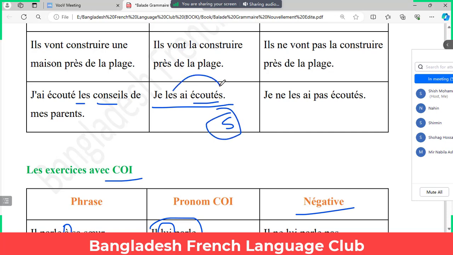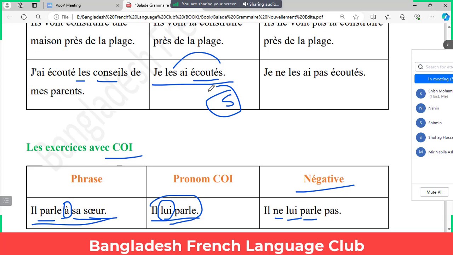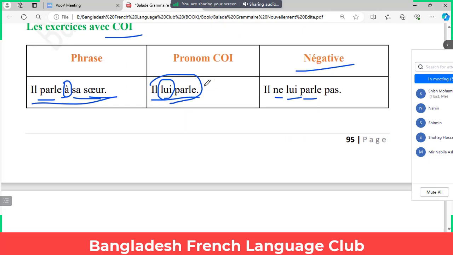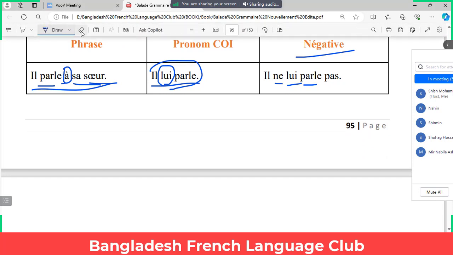Okay. This is the agreement with the main verb. For les, there is an extra s. Je les ai écoutés. And for the indirect object it is not applied. This rule doesn't work for the indirect object. You don't see any change here.